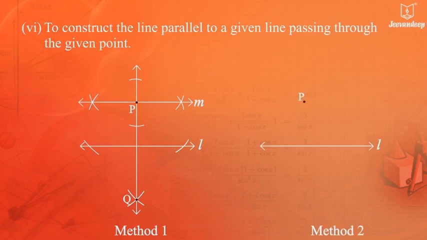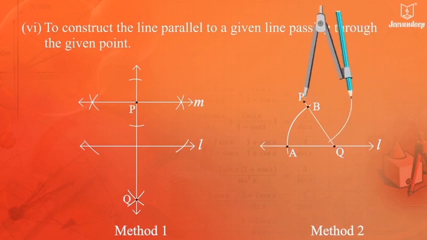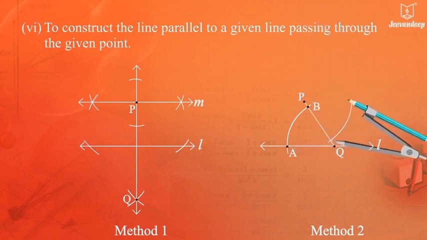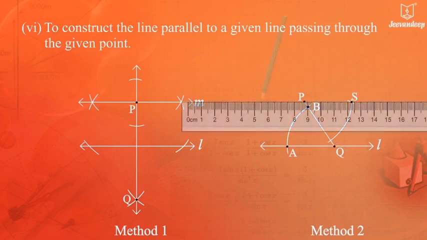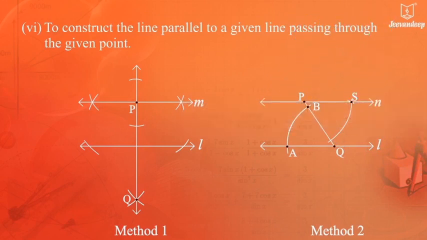Method 2. Draw segment PQ intersecting line L in point Q. Assume Q as the center and with radius less than segment PQ, draw an arc intersecting line L at point A and segment PQ at point B. Assume P as the center and with the same radius, draw an arc intersecting segment PQ. With distance AB as the radius, draw an arc intersecting the previous arc at point S. Draw line N passing through points P and S. Line N is parallel to line L.